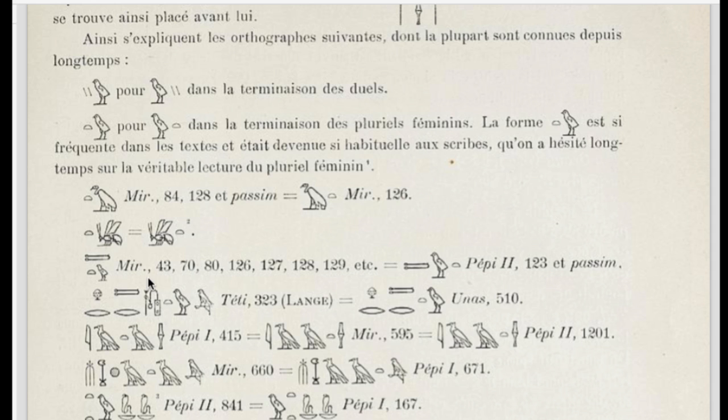Okay. Another one we have in the word nisut biti. This is the bee. We had the T in front of the B, and sometimes we had a T behind it. Okay, another example. We have this one where the tethering rope, raised bread loaf, quail chick, which is really this way: tethering rope, quail chick, then the bread loaf. So he gives examples. We have this text in spell 43, 70, 80, and so on and so forth. But over here in Pepi II, 123 and throughout, it's spelled this way.